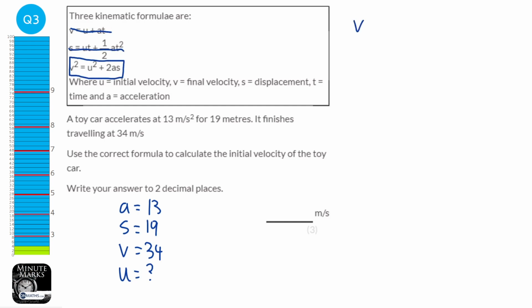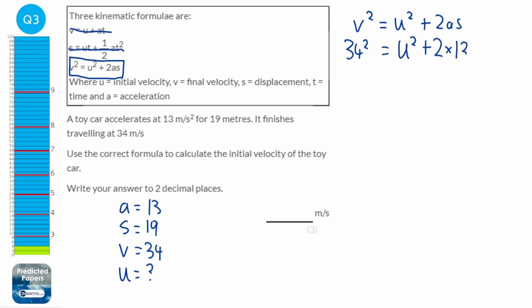Let's write that out. V squared equals u squared plus 2as. So that would be 34 squared equals u squared, because that's the one we're looking for, plus 2 times 13 times 19. Okay, so let's work these parts out. We've got 2 times 13 times 19, which is what, 494.